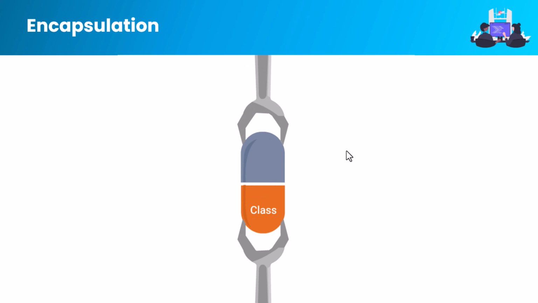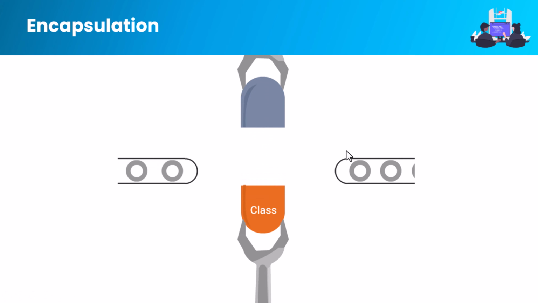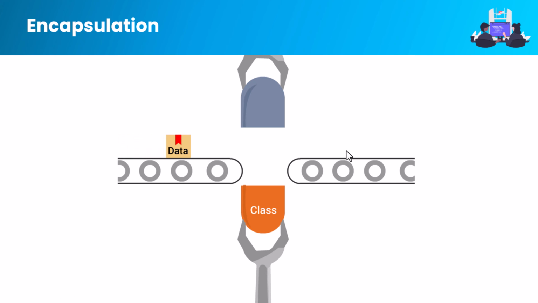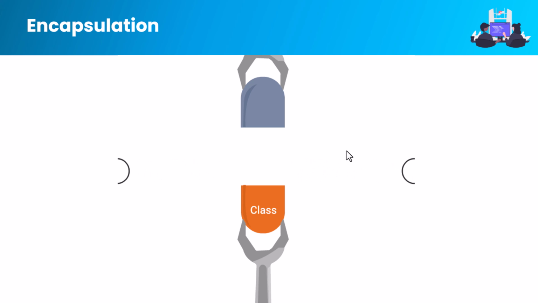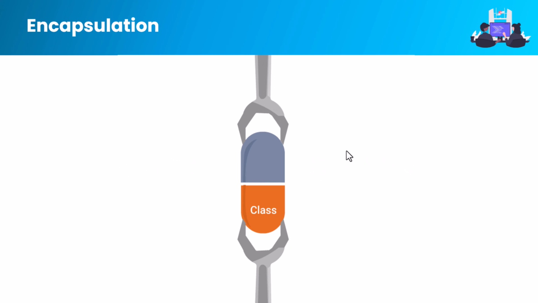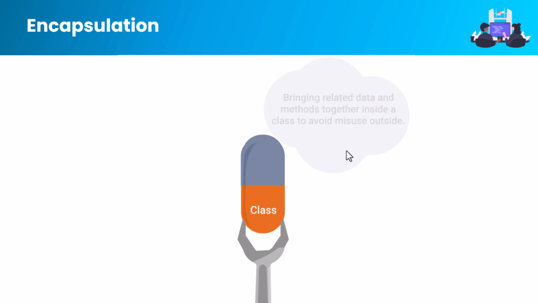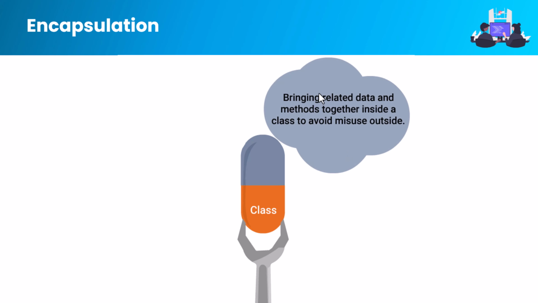You can see that this one is the capsule, and inside this capsule we can store various types of data and methods. Okay, so when we store the data and the methods, then we can compare it to a capsule. Why is it required? Because we want to avoid misuse. So a capsule can bring related data and methods together inside a class to avoid misuse outside.